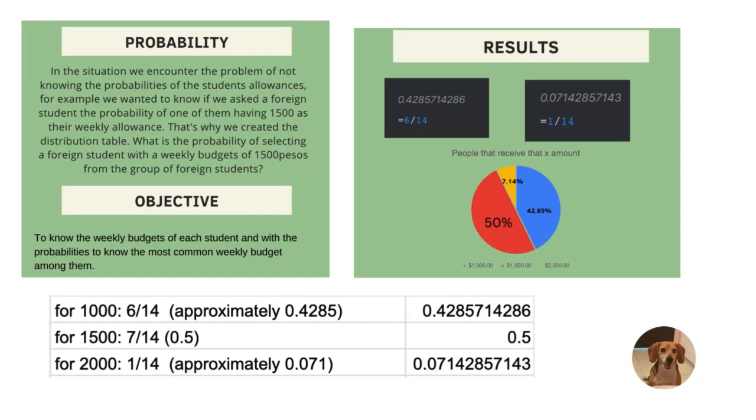So for this probability problem, we wanted to know different situations and different things too.